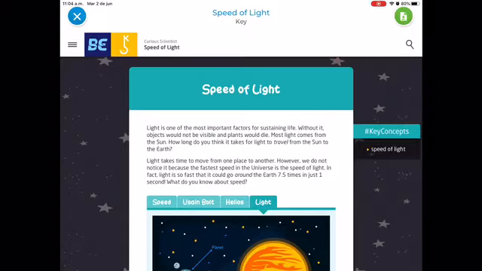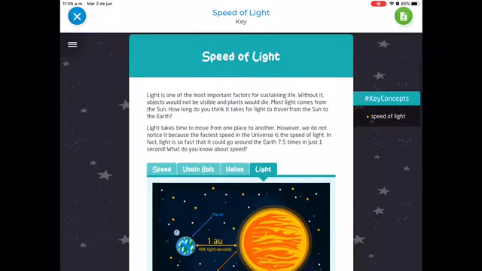The first concept we're going to work with is called speed of light. What is the speed of light? Light is one of the most important factors for sustaining life. Without it, objects would not be visible and plants would die. Remember that we talked about how plants get energy before getting out of class. Plants get energy from the sunlight, okay, to produce their photosynthesis. So it is very important not only for humans to get light, but also for plants and for animals, okay? Now, most light comes from the sun.